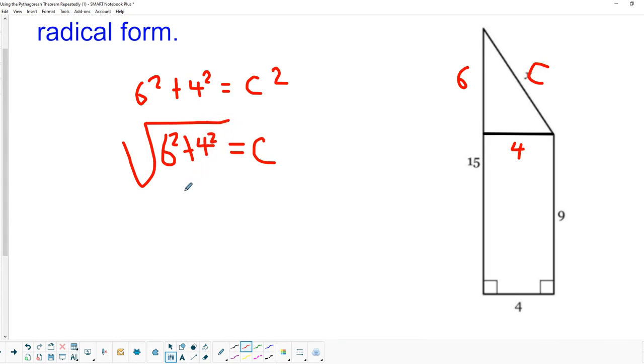And you do that calculation and you have your c value. In this particular case, we do the square root of 36 plus 16, which is 52. So the square root of 52 will give us our answer. So the square root of 52, that's going to be about 7.2.